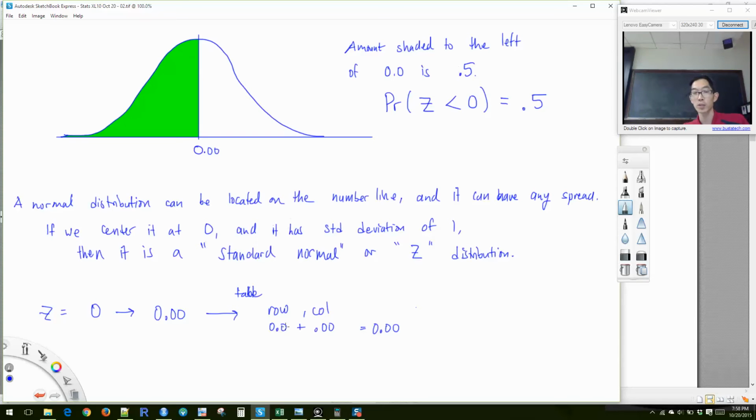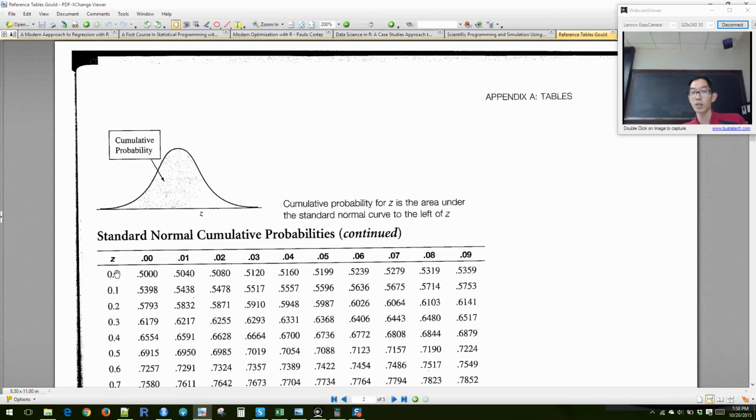Okay, so we're going to look up this number 0.00. 0.00 is equivalent to 0.0 plus 0.00. Is that throwing anybody off? I'm just doing 0 plus 0 is 0. That's all I'm saying here, but we're doing it with decimal points. We're all okay with our decimals, right? So we got the row 0.0 and the column 0.00.